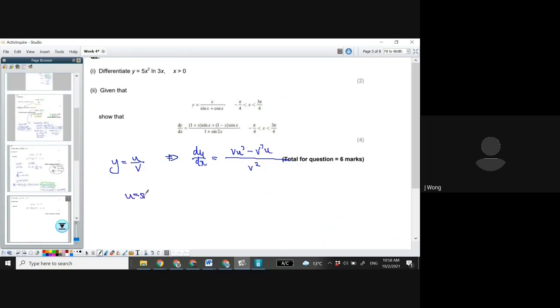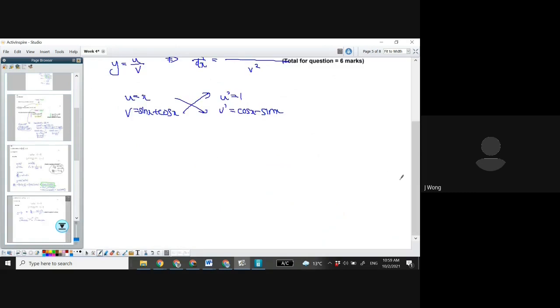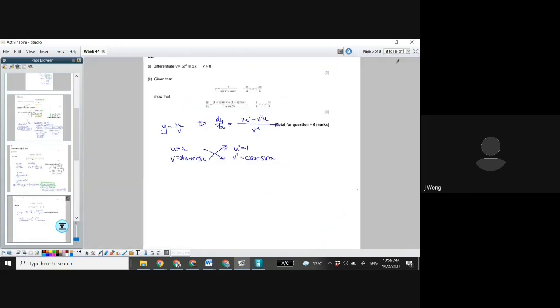Okay, so let me do all the preparations first. u is x, and v is sine x plus cos x. So I will have u dash as 1, v dash as cos x minus sine x. And then we need to cross multiply, but it's going to be v u dash subtract u v dash on the numerator. So let's just plug these in.